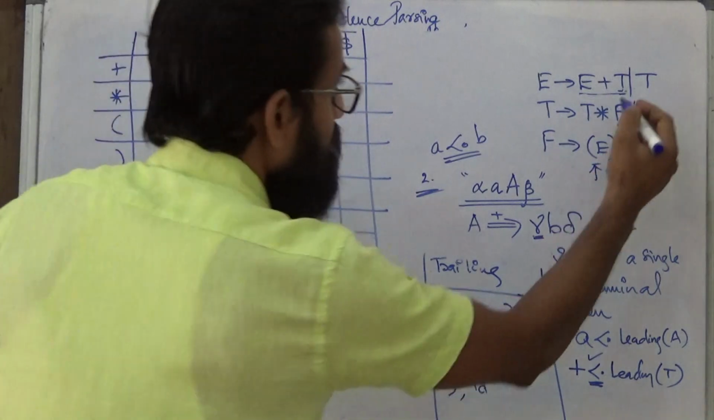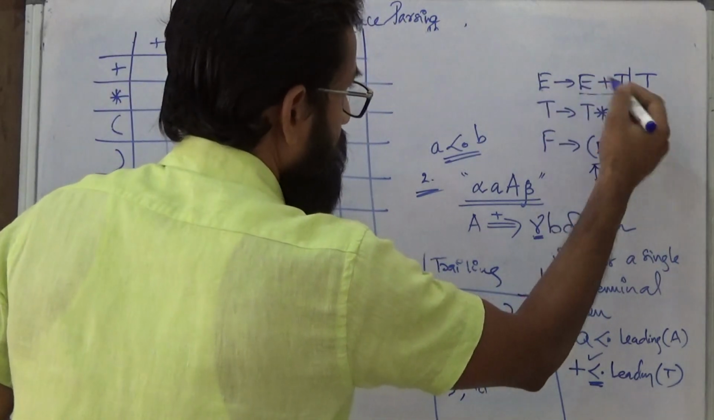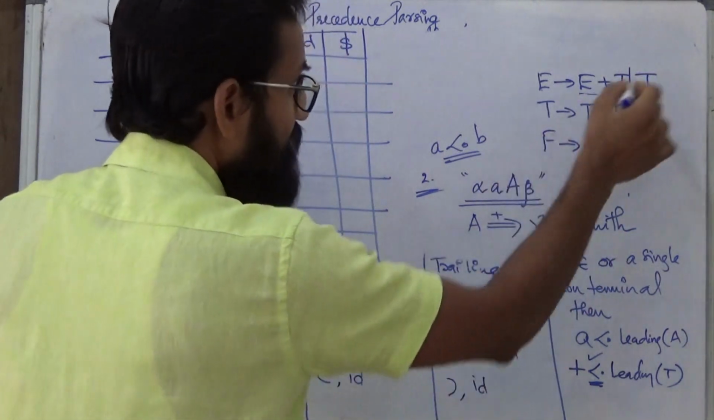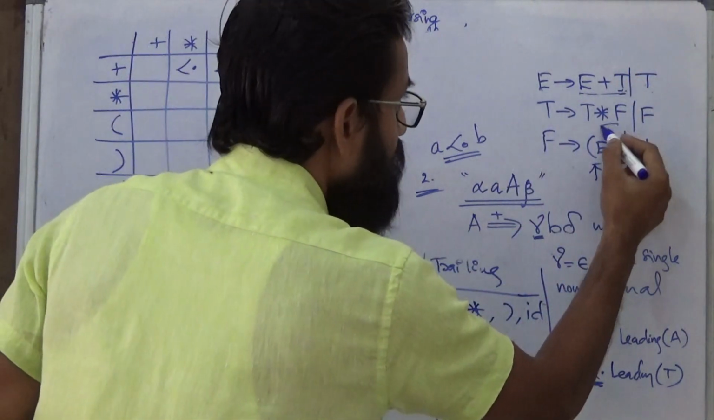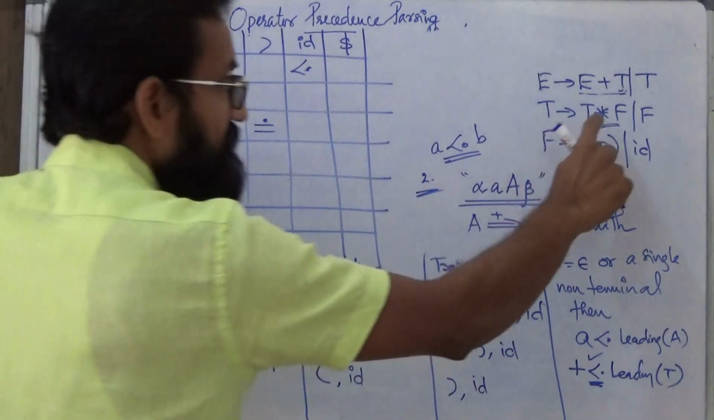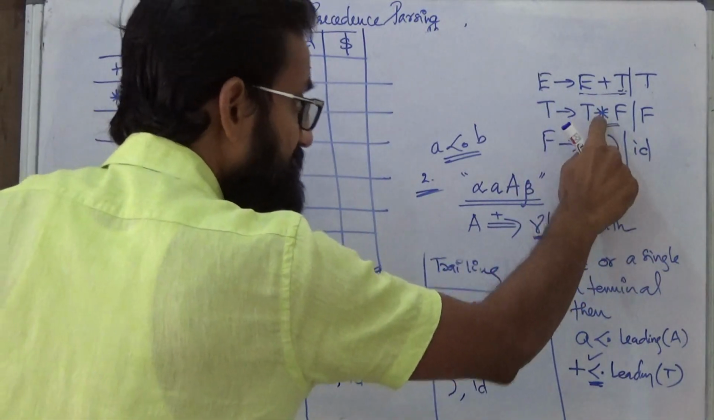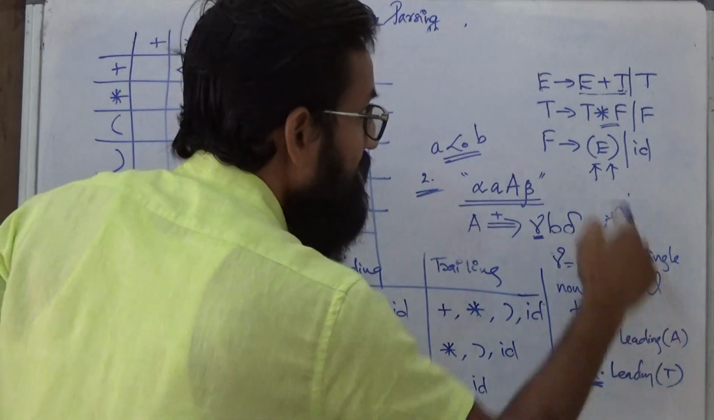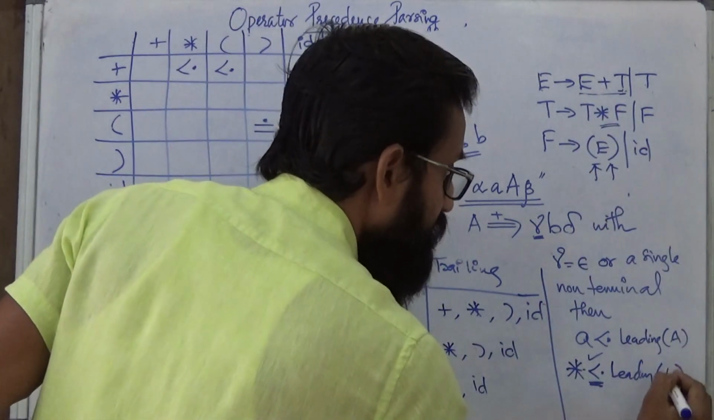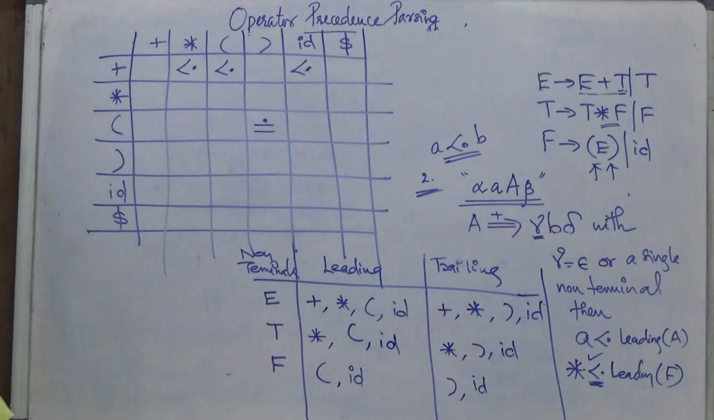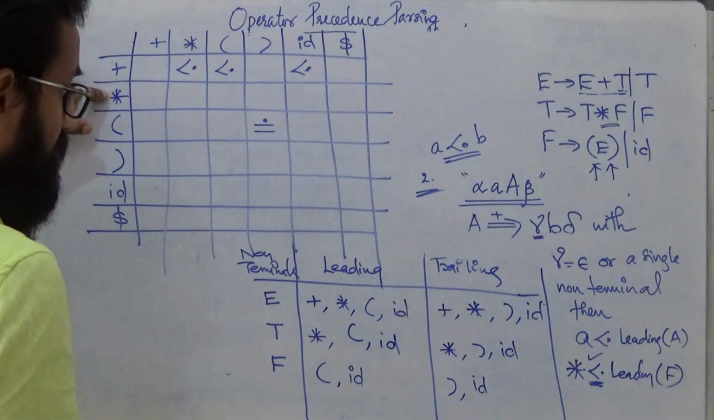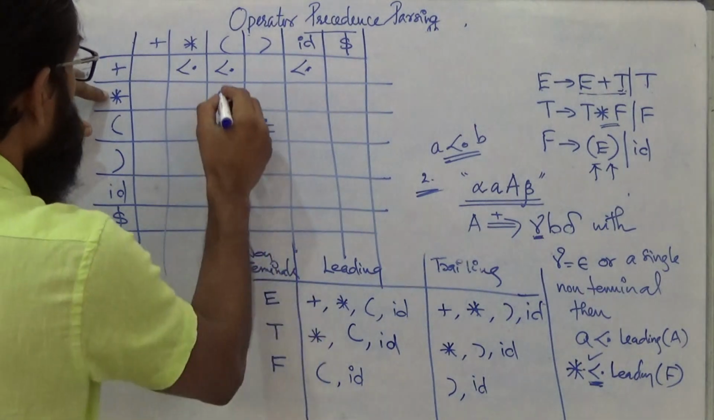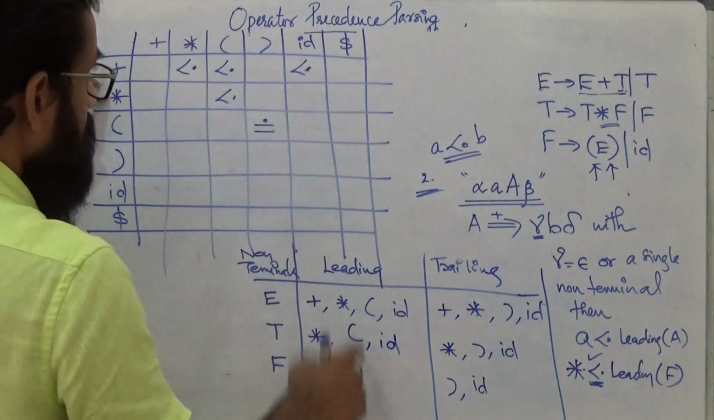So similarly, you don't need to treat E giving T because you are not having any terminal here. Similarly, you can process this one. So you are having star followed by F. So star can be related to everything in leading of F using lesser precedence relation. Leading of F contains opening parenthesis, then ID.